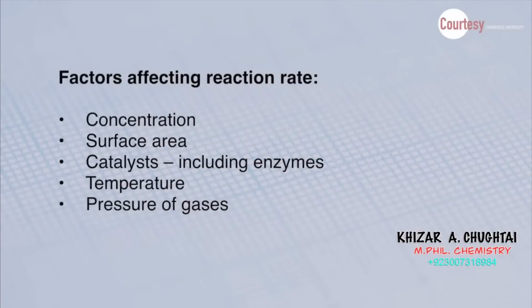Many factors may affect the rate of a chemical reaction. These factors include concentration, surface area, catalyst including enzymes, temperature, and the pressure of gases.